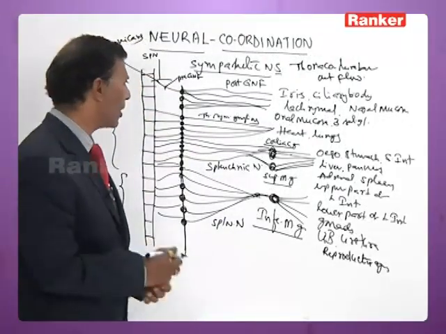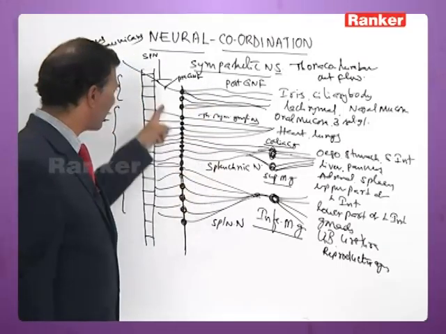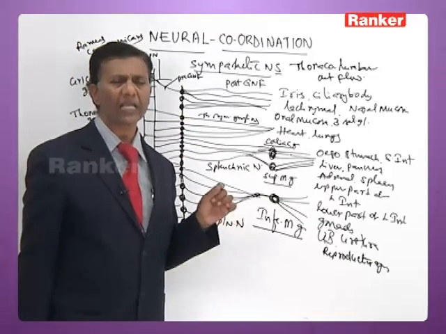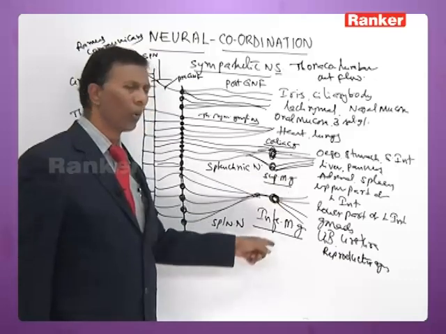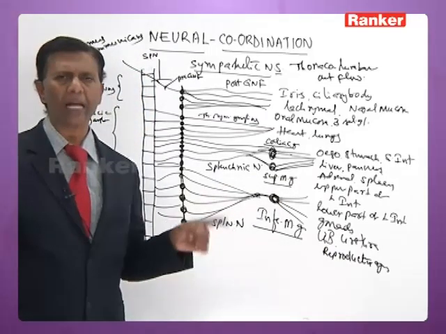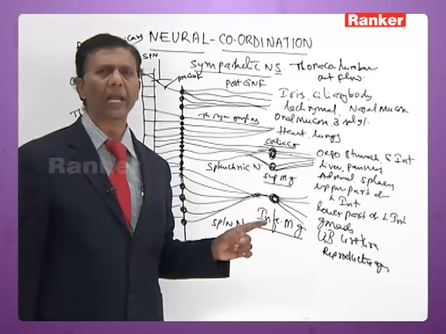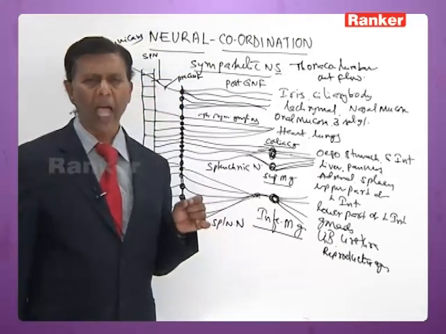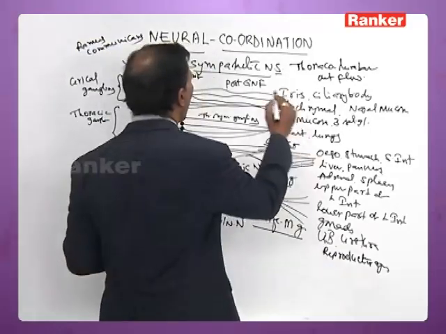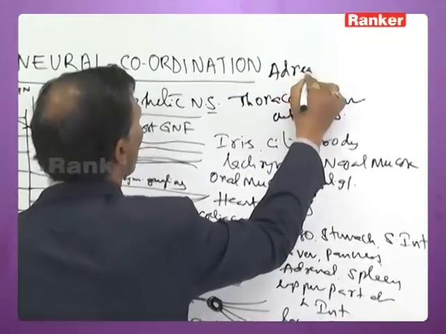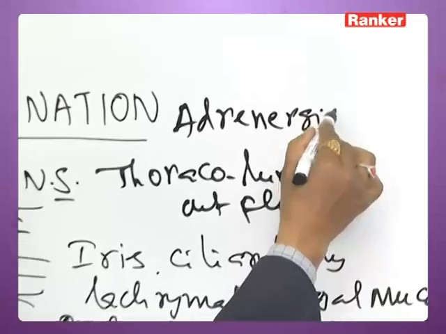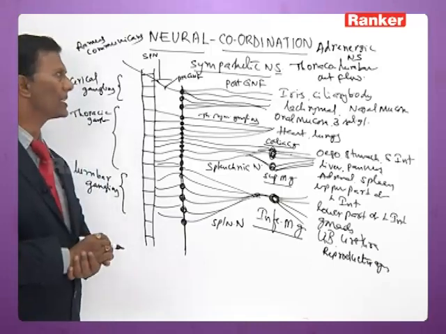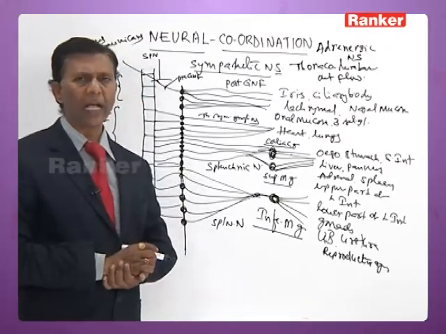Then in the sympathetic system, all these preganglionic nerve fibers which I've shown here secrete acetylcholine, while most of the postganglionic nerve fibers secrete adrenaline. Most of the postganglionic nerve fibers of the sympathetic system, except those of sweat glands, secrete adrenaline. That's why this system is also called the adrenergic nervous system. So the synonyms of the sympathetic system are: adrenergic nervous system, thoracolumbar outflow, or accelerator system.